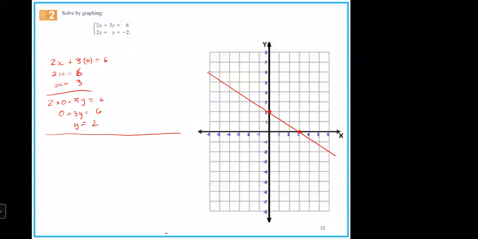Miss Fernanda, you still with us? Oh, yes. The second equation, 2x plus y equals -2. How do we approach that? Miss Fernanda?